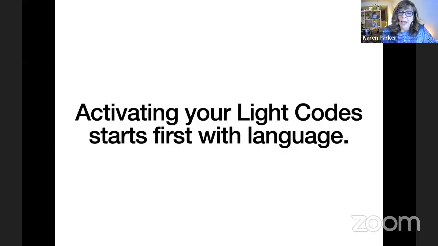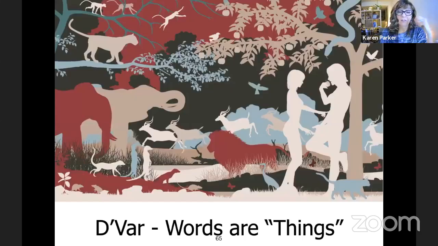Activating your light codes always starts first with language. That's why I rewrote all of the vocabulary in the human design system, because when I went back and looked at it in the lab and looked at the impact of language on how the body responded, when we used higher frequency language, good quality, high frequency vocabulary words, it actually changed the way the body responded to the language, and it increased the body's capacity to hold light and to use light more effectively.